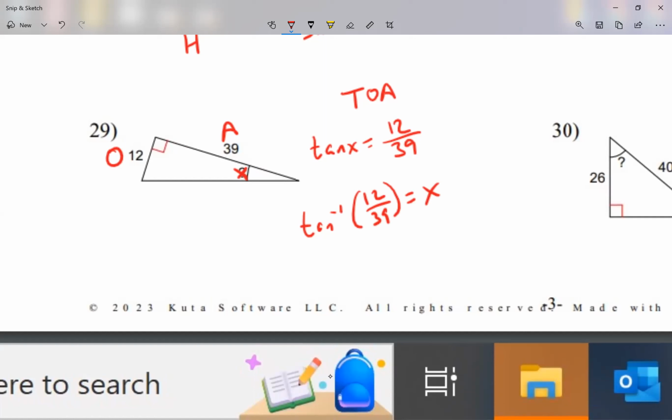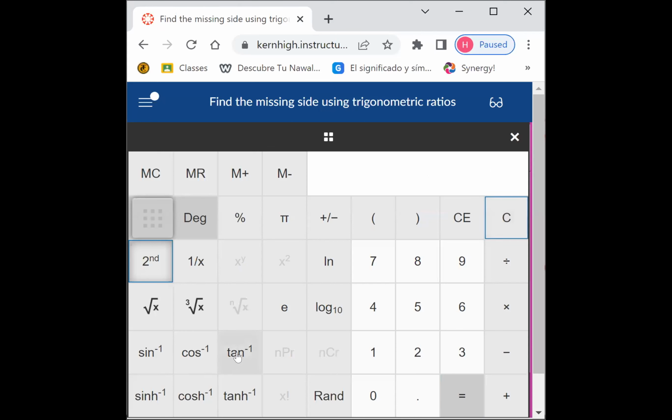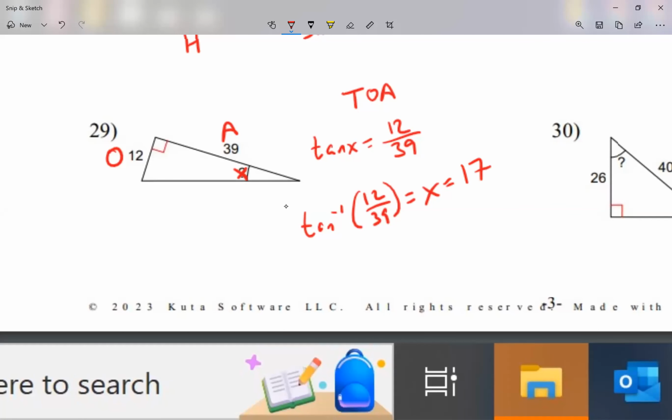Okay, so now let me grab my calculator out. Tan inverse of 12 divided by 39 is equal to 17.1 rounded to the nearest whole number. So 17.1, I'm going to round that to just 17.